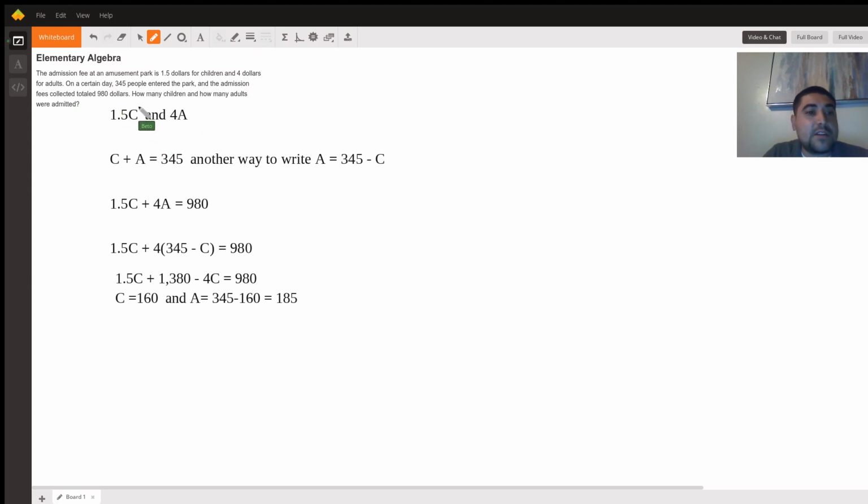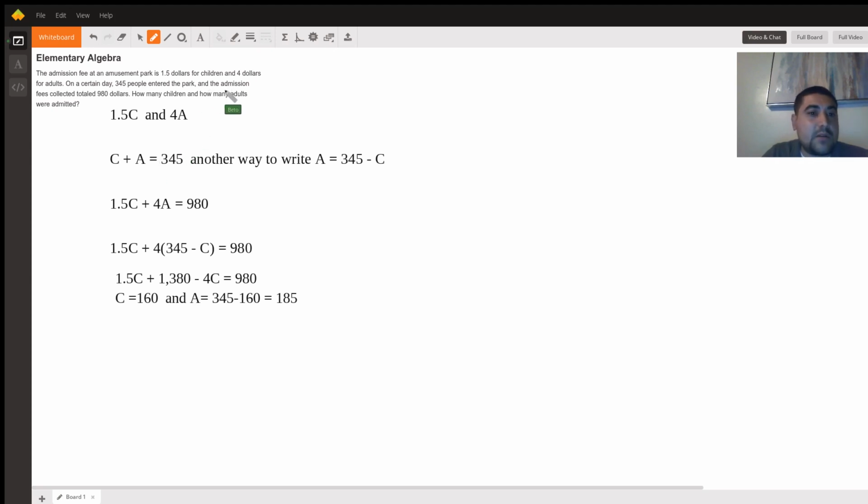Now they're saying on a certain day, we don't know which day, 345 people enter the park. So we know that children and adults are entering the park. So C plus A equals 345 for that particular day. That's your first equation. Getting to that part is really important because if you don't get that part, you're not going to be able to solve it.